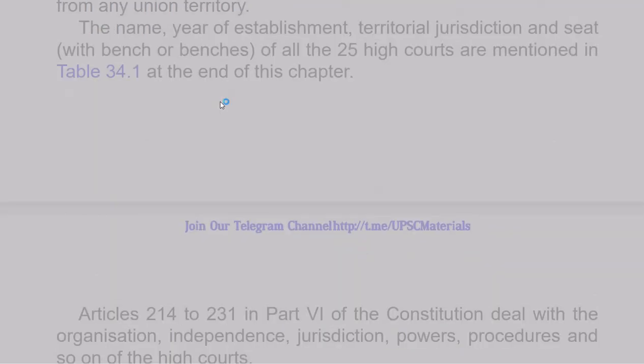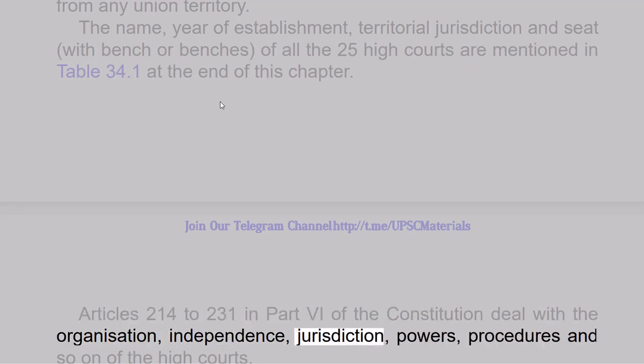The name, year of establishment, territorial jurisdiction and seat, with bench or benches, of all the 25 High Courts are mentioned in Table 34.1 at the end of this chapter. Articles 214 to 231 in Part 6 of the Constitution deal with the organization, independence, jurisdiction, powers, procedures and so on of the High Courts.